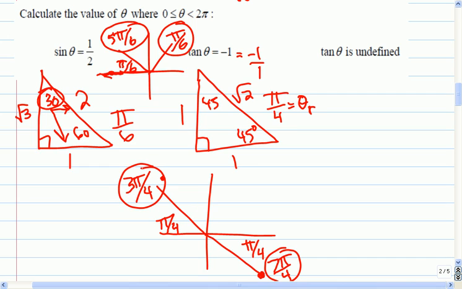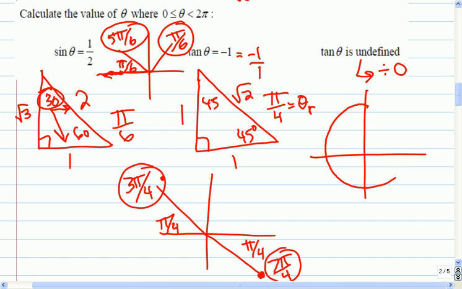Okay, what about tangent undefined? How would you make tangent undefined? Divide by 0. Okay, so that's what happened here. Somehow we divided by 0. Okay, where do we do that? So on the unit circle at 90 degrees is one of them. Why? Why is 90 degrees a problem?